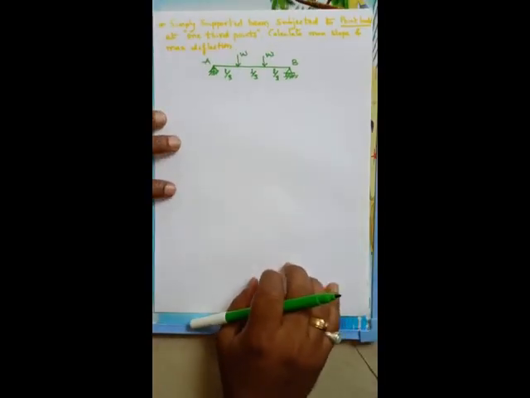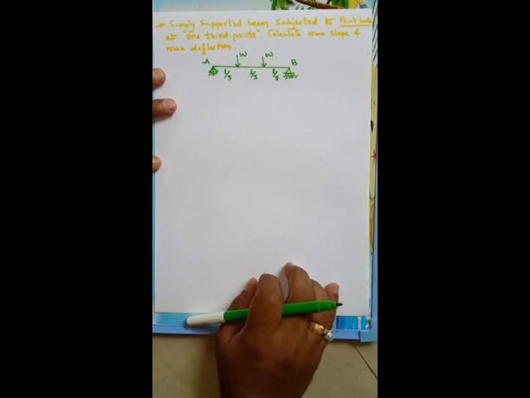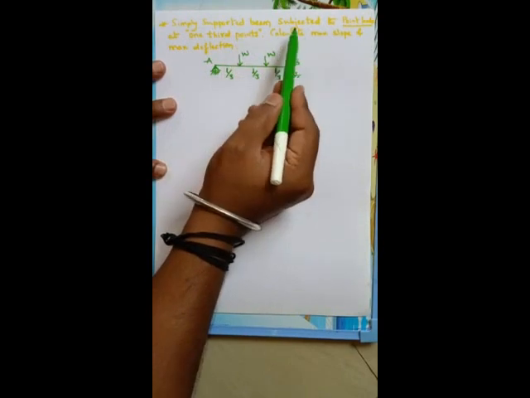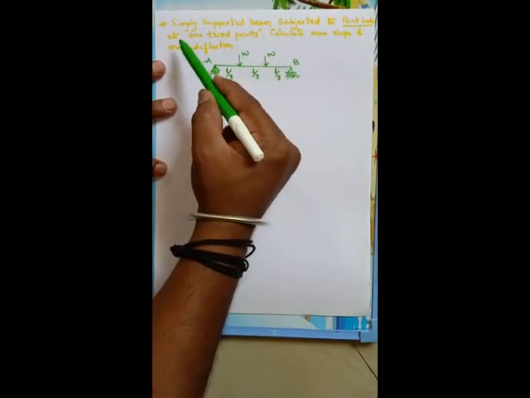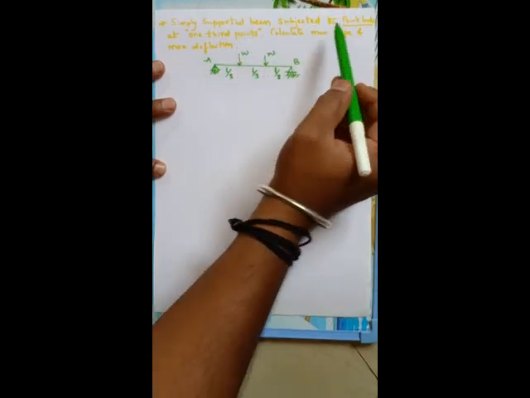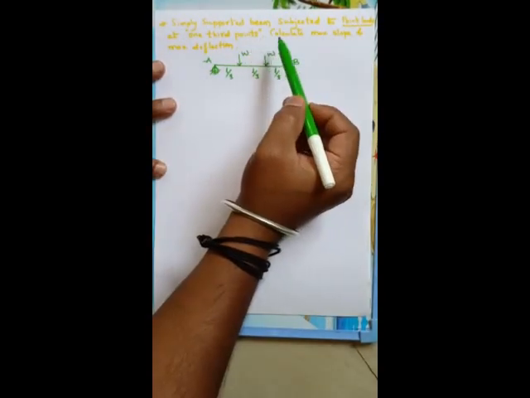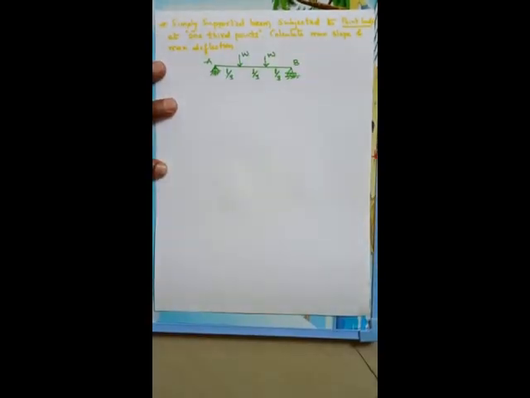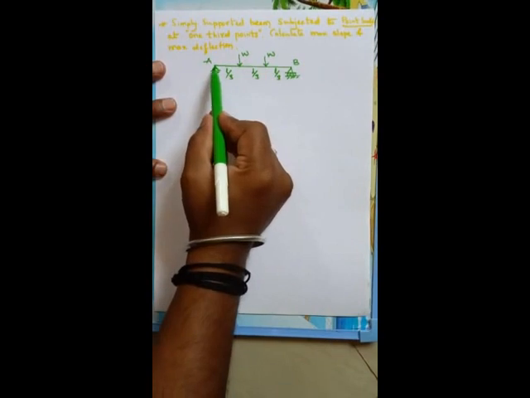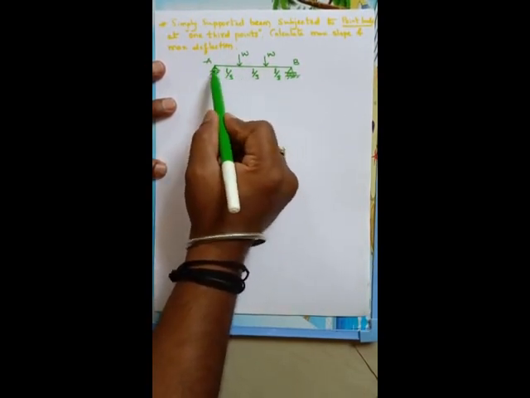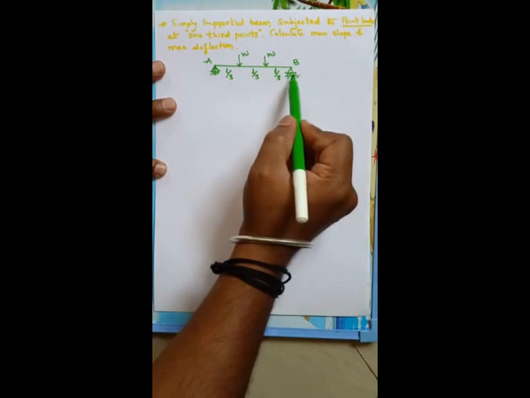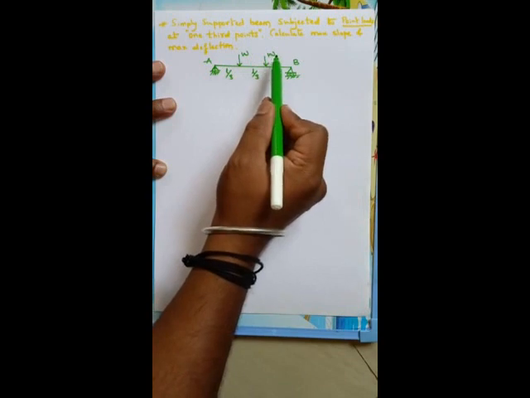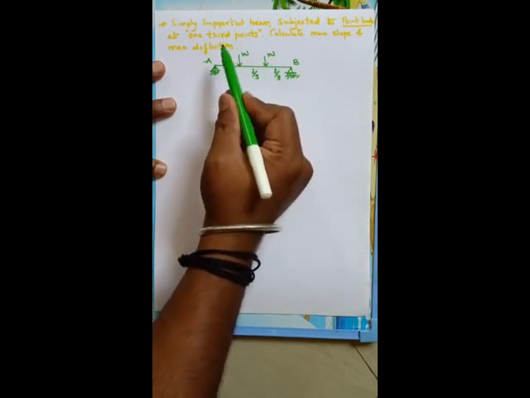Okay, so let us solve one more problem on a simply supported beam. The problem statement is: a simply supported beam subjected to point loads at 1/3 points. There are two point loads at 1/3 points. Calculate the maximum slope and maximum deflection. This is a simply supported beam, one end hinged and the other end roller. It is subjected to two point loads of intensity W kilonewton each at 1/3 points.